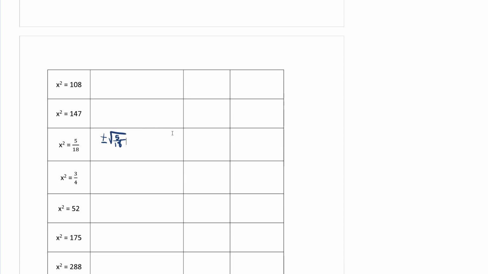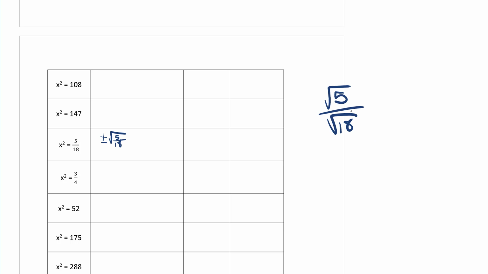It's because somebody decided a while back that it's not okay to have radicals in non-simple form. And it turns out root 5 over root 18 can be simplified. And I'll show you how. Root 5 over root 18, by the way, is the same as root 5 over 18, just to make sure that we have that on the same page there.